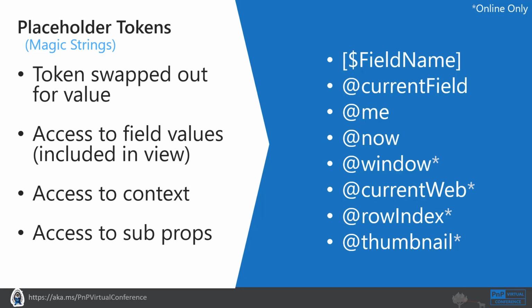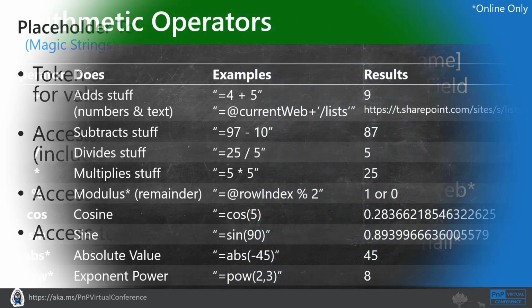And you can also have access to certain kinds of context, like things about the window, the size of the window, or the absolute URL for the current web. Placeholder tokens allow us to specify values we don't yet know, such as @me, which is just the email address of the current user, which is how we can compare that to the values within the list item.